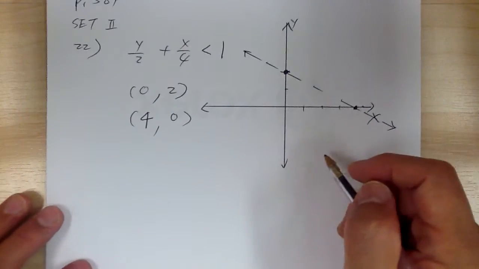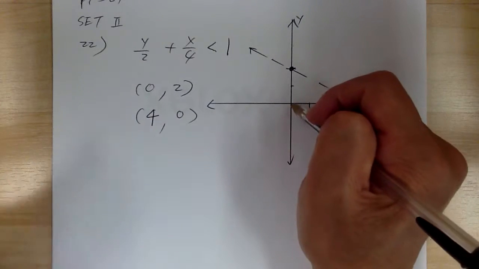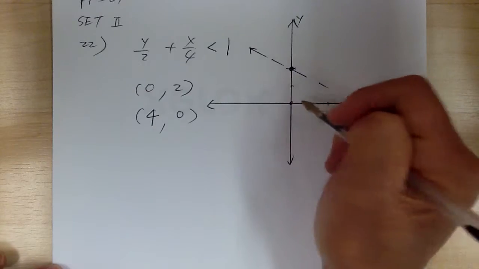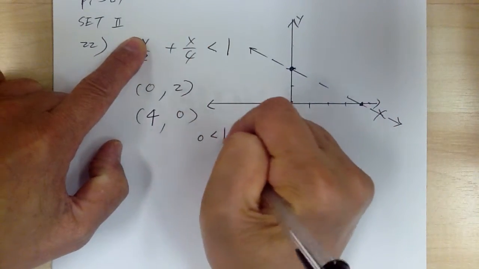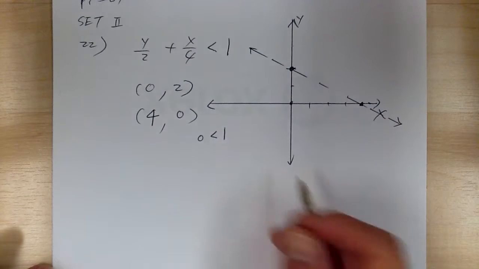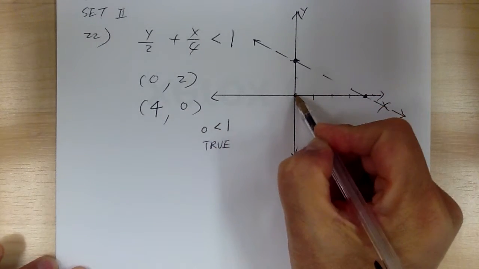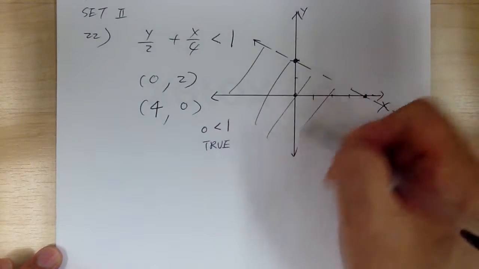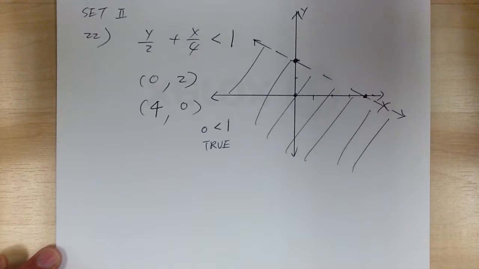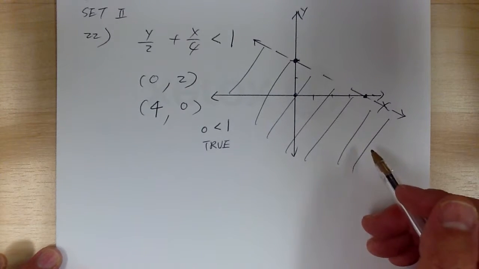Then after that, I'm going to choose a testing point. Again, you can choose any point that is not on the line. So I'm going to choose 0, 0 because that's the easiest point. So I put 0, 0 in here. I'm going to get 0 is less than 1. So this is true. So that means this point is good. So if this point is true, that means this side is good. So you shade in the part that is true. And that's it, that's your graph.